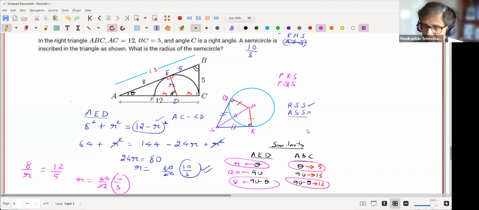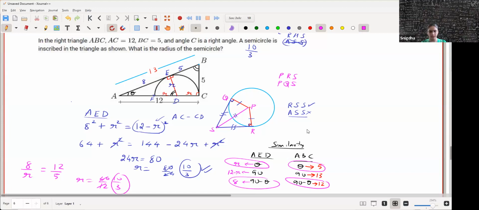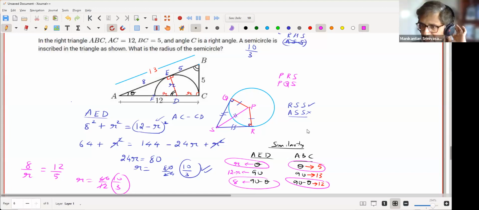Snigdha, are you with me? Saurabh, are you with me completely? Yes, sir. Okay, did anyone not understand this, both methods? Akshad, you're with me? Yes, sir.